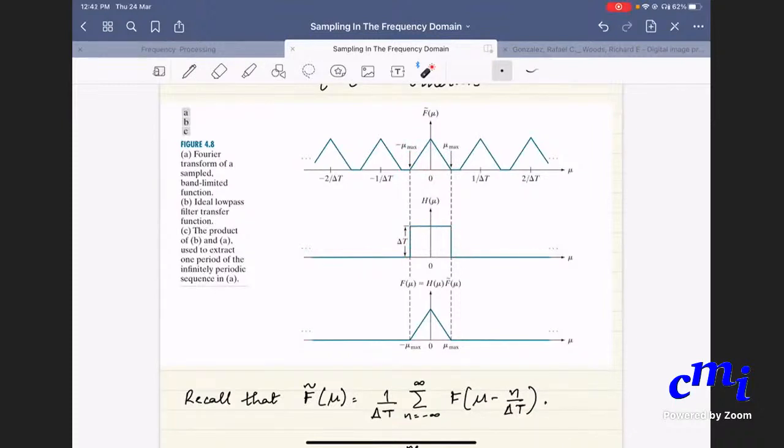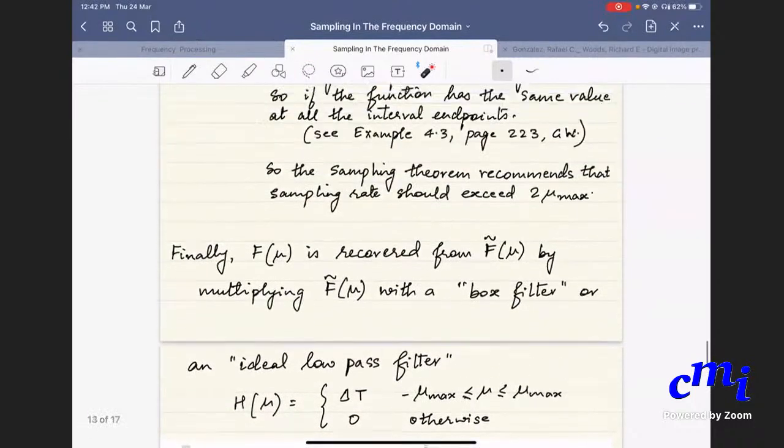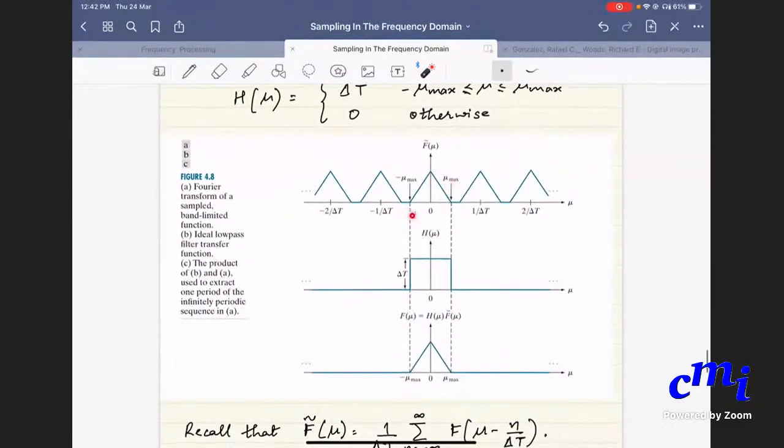This is called a box filter. It is 1 in this interval. So if this is 1 over delta t, you look at the bandwidth, and you define H of mu to be 1 over that band, 0 everywhere else. And you simply multiply. So F of mu is H of mu times F tilde. This box filter times this is going to give you your required F of mu. That is the mechanics, but essentially we are trying to isolate a copy of it from this. The way it is done is like this.